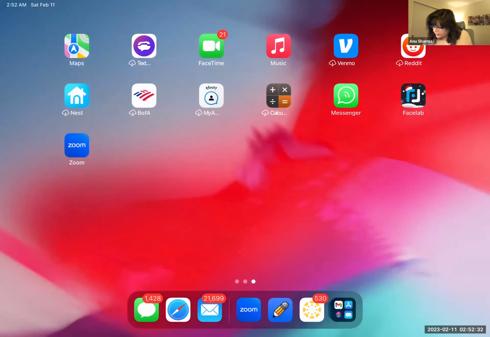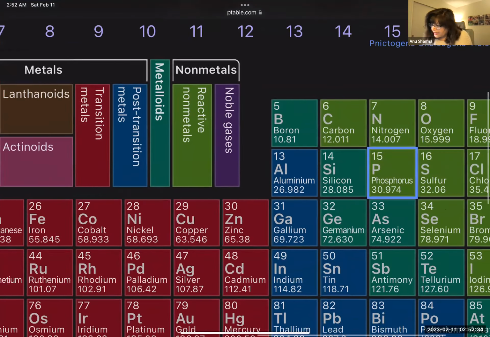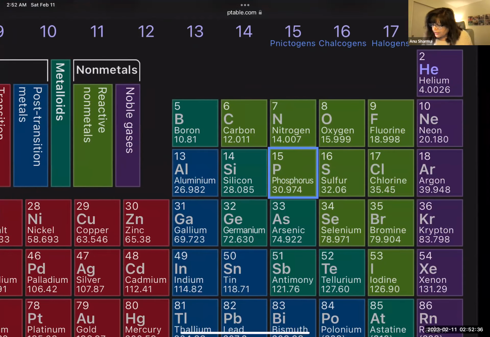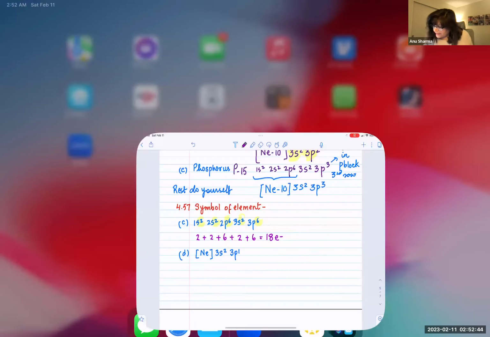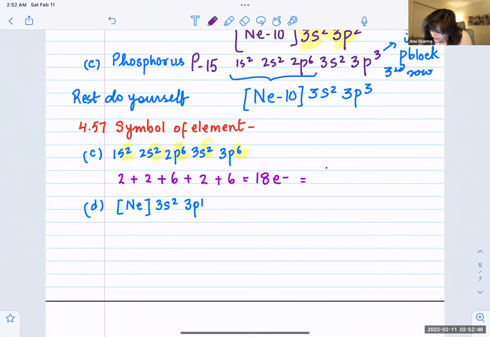Now you go back to the periodic table and look at 18 electrons. So you see 15, 16, 17, and 18. And 18 is argon. Okay, so 18 is argon. So this is argon, 18. All right, now which one is the next one?